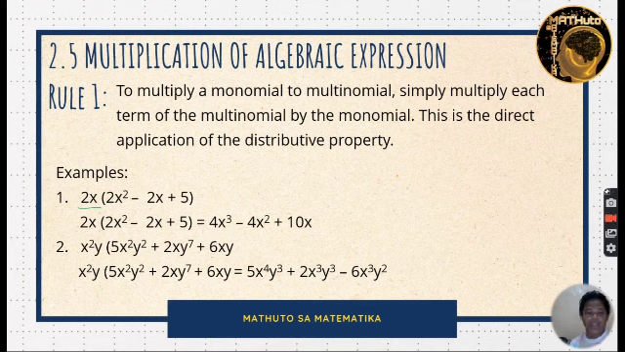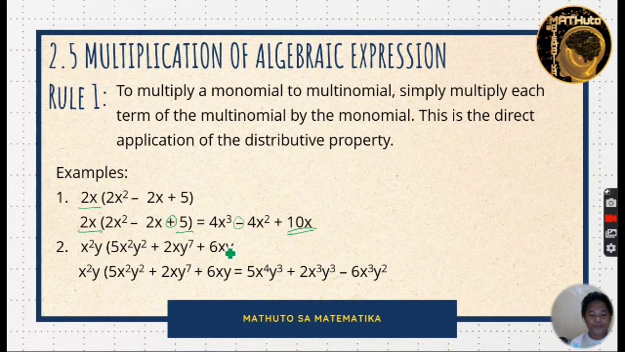Next po, 2x times 2x is 4x squared. Since 1 plus 1 is 2. And minus po dito, so minus po yung ating sign. So, 2x times 5 is 10x po. So, the product now is 4x cubed minus 4x squared plus 10x. Plus po yun kasi plus po yung nasa parentheses.